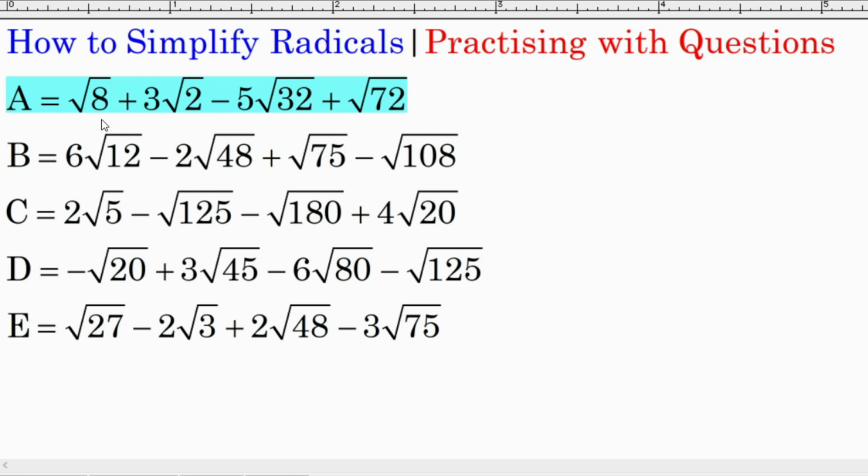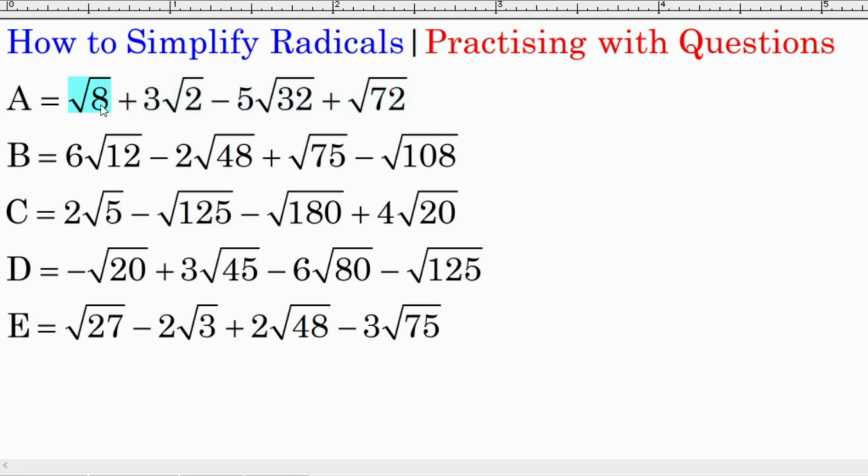As we can see, we have A here. How can we solve these questions? Actually, the first thing you have to know is that if we want to add or subtract the radicals, we have to have the same radicals. If we don't have the same radicals, we cannot add or subtract them together. So now we have to simplify each radical first.